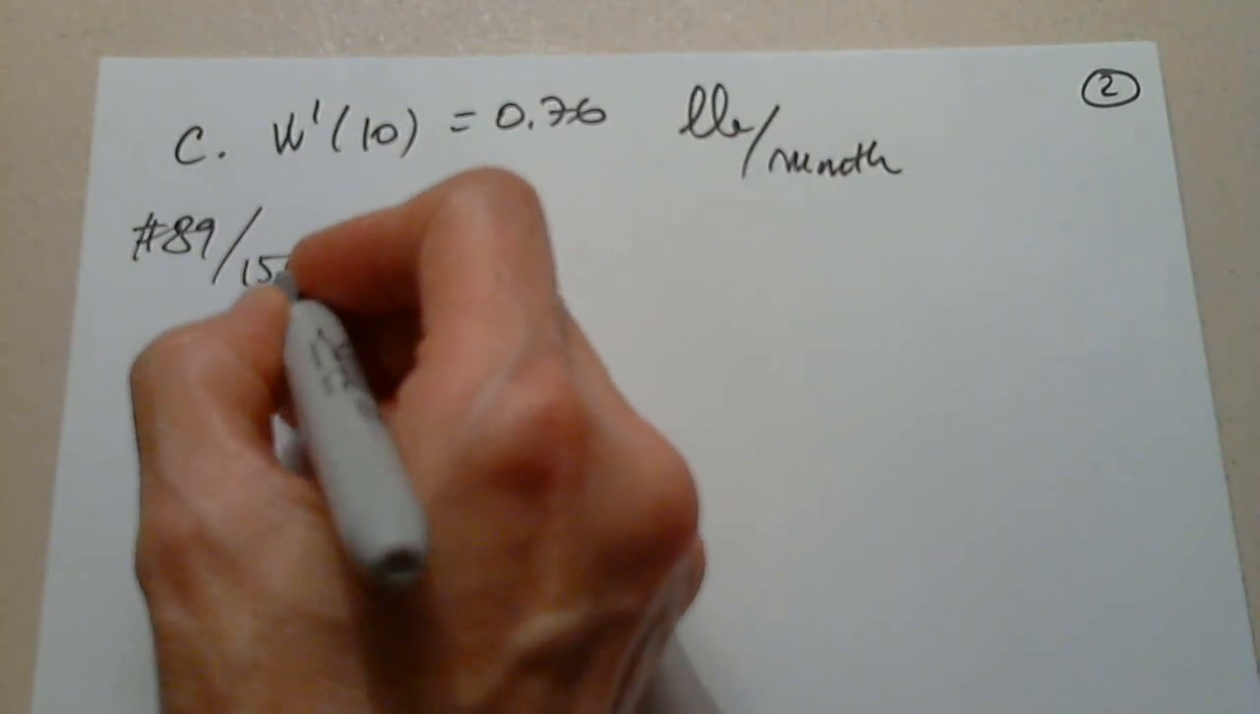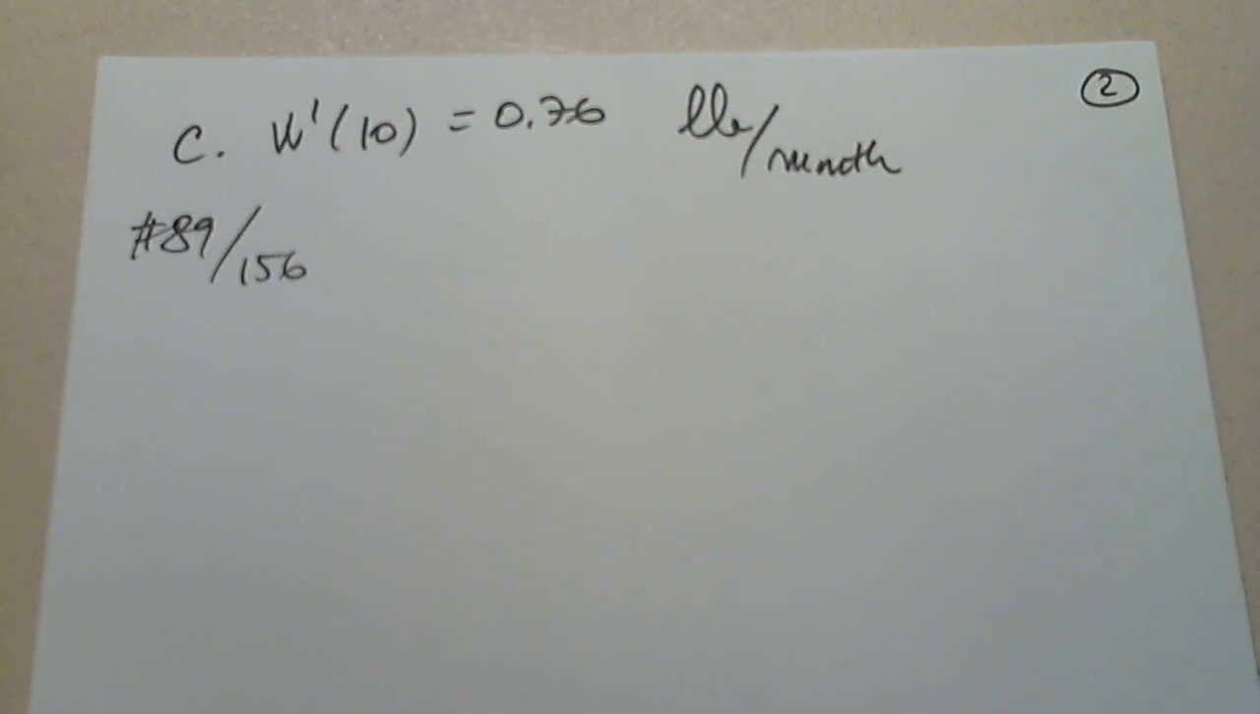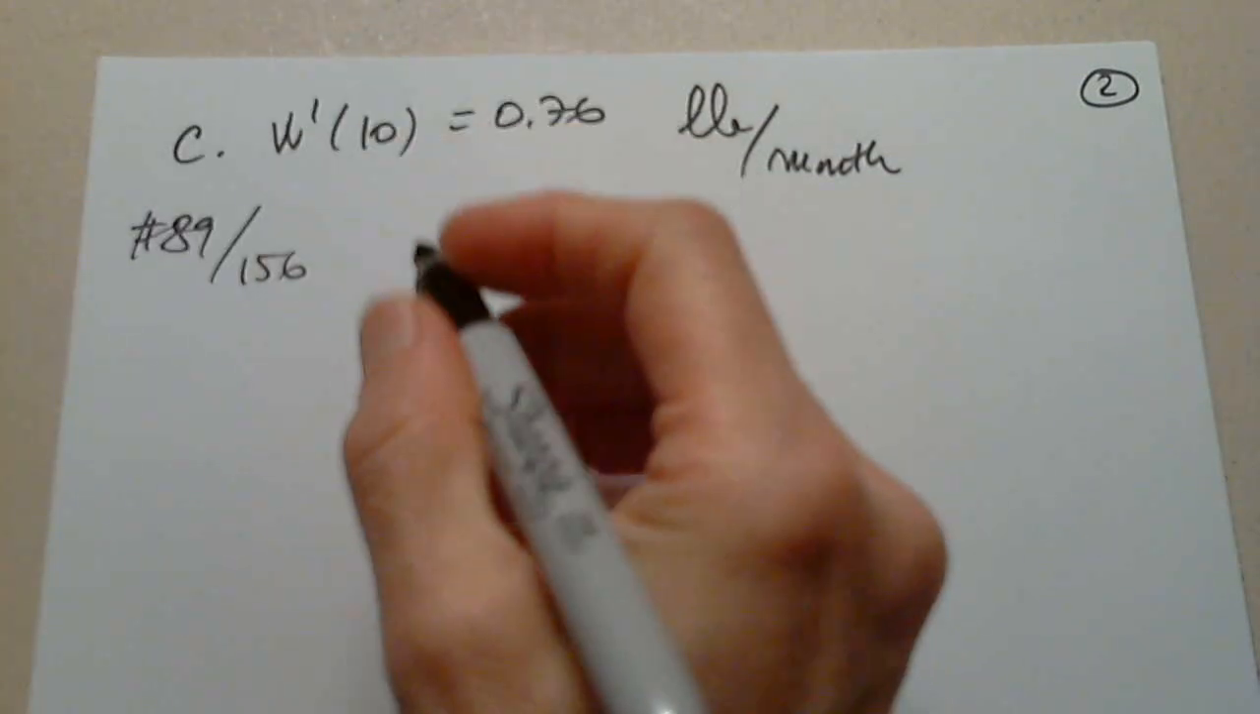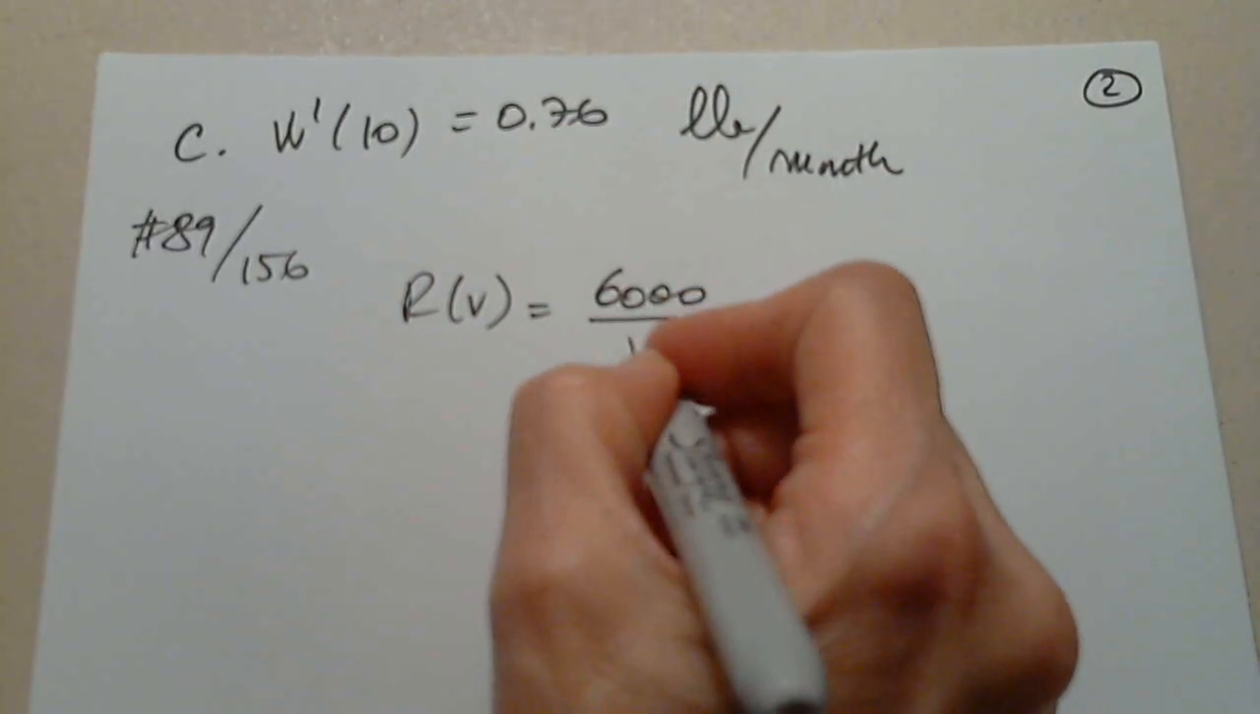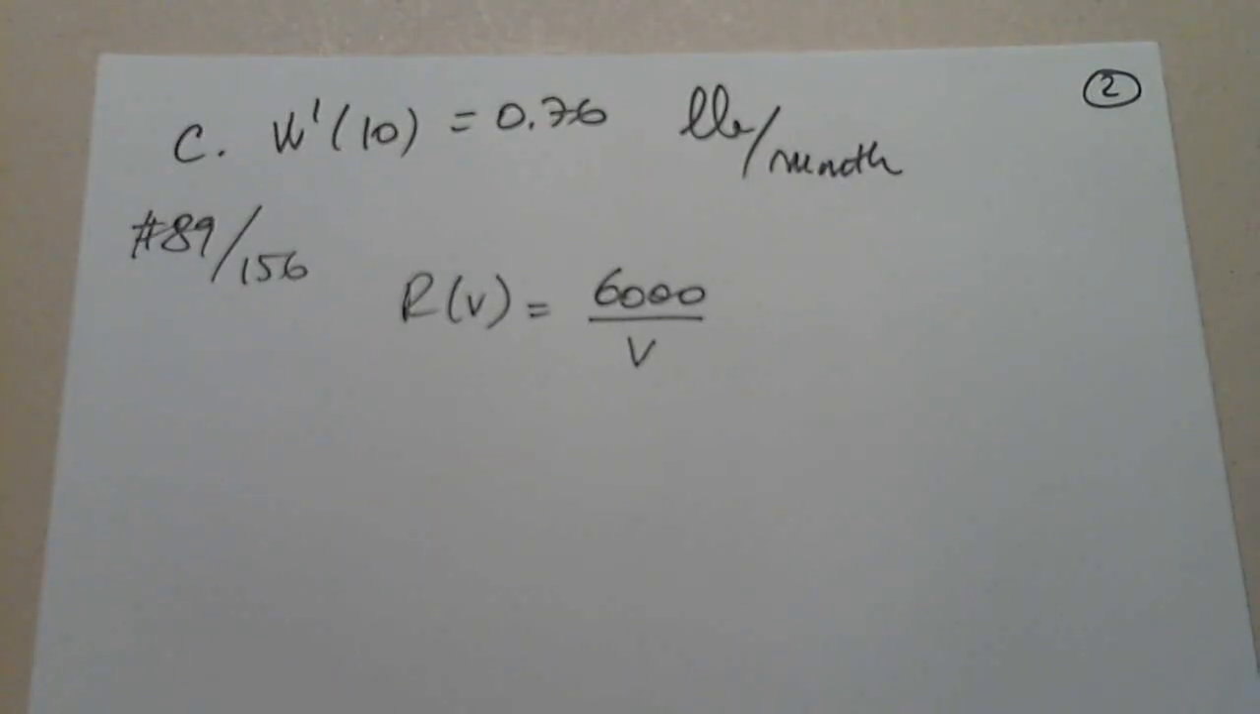Measurement unit. So R of V equals 6,000 over V. You see here, it says heart rate. That's R. It's measured in beats per minute. But I'm asking, what is R prime measured in?